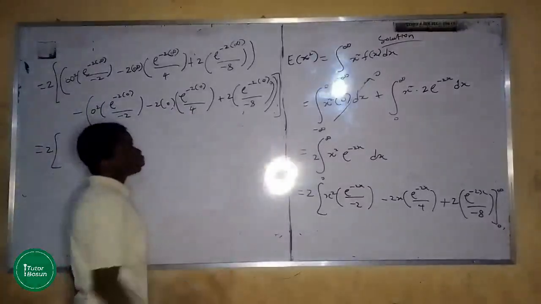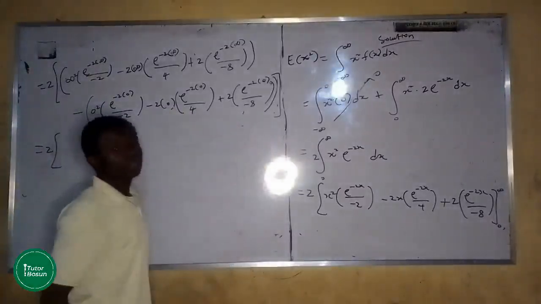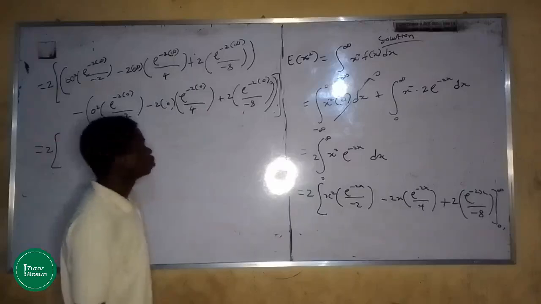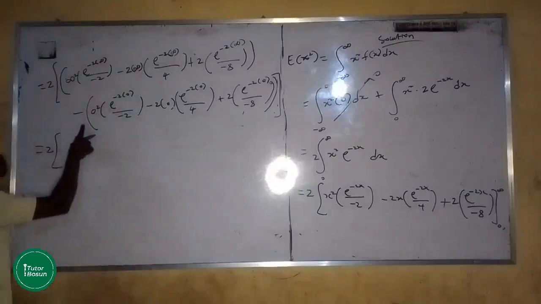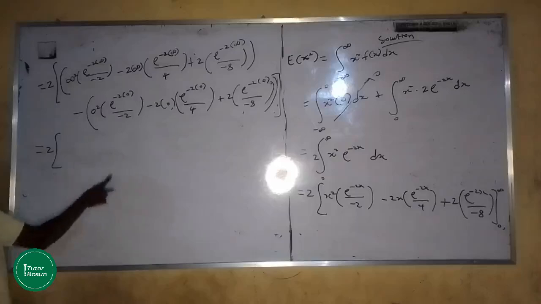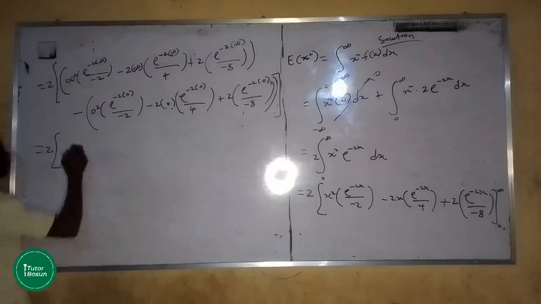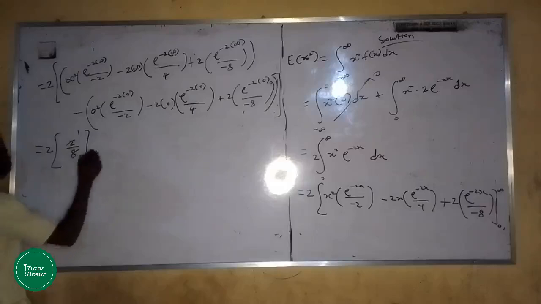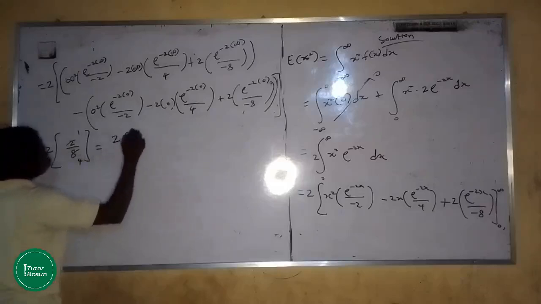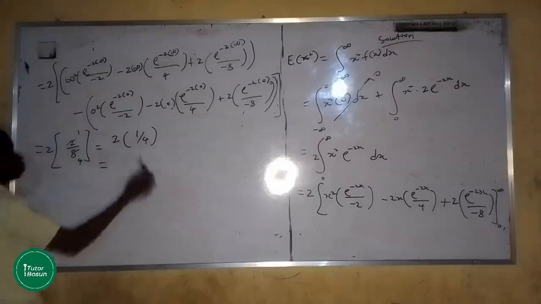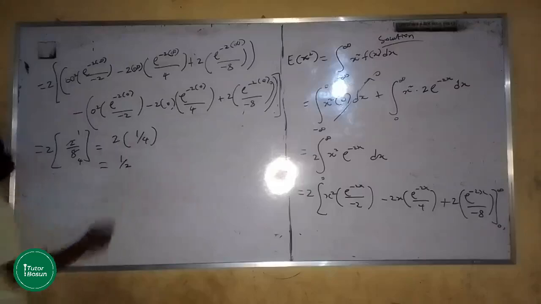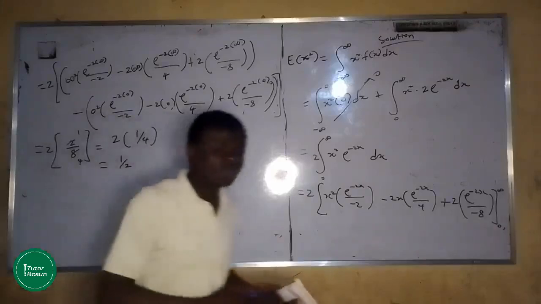So automatically this becomes 2 times 1 over minus 8, and that becomes minus 2 over 8. But don't forget we are having minus here, and that automatically becomes plus 2 over 8. We have 2 over 8 here, 2 over 8 here, and 2 here. This was 4, so 2 into 1 over 4. Here we have 2 as well, 2 times 1 over 4. We are definitely left with 1 over 2. So the expected value of x is 1 over 2.